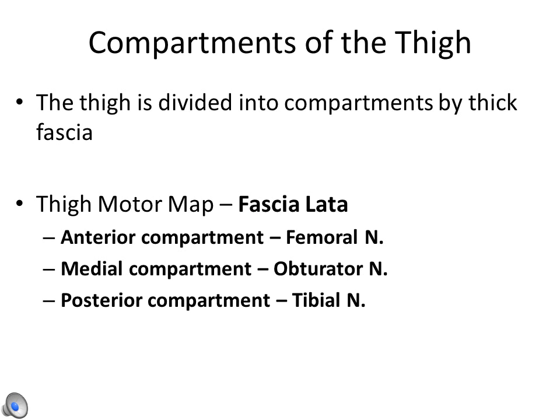The thigh is covered by connective tissue called the fascia lata. The fascia lata gives off septa, dividing the thigh into three compartments. These compartments each contain muscles that are innervated by the same nerve composing the motor map of the thigh. The anterior compartment contains muscles innervated by the femoral nerve. The medial compartment contains muscles innervated by the obturator nerve. And the posterior compartment contains muscles innervated by the tibial nerve.